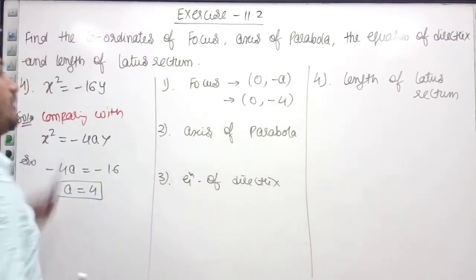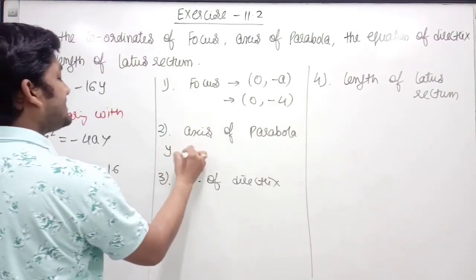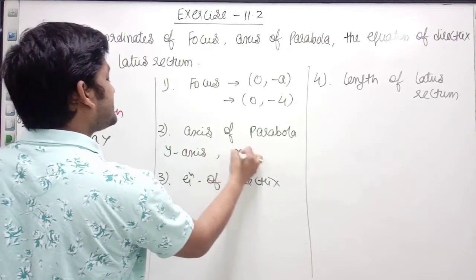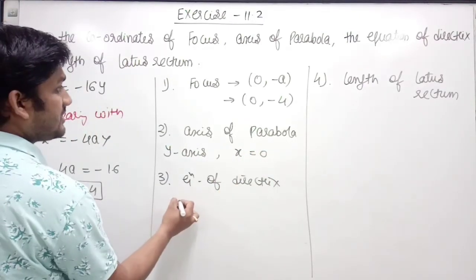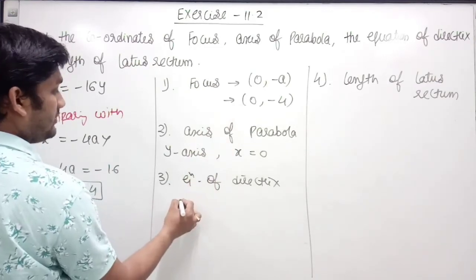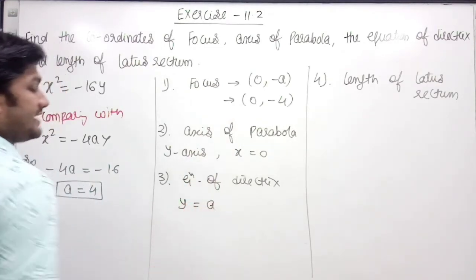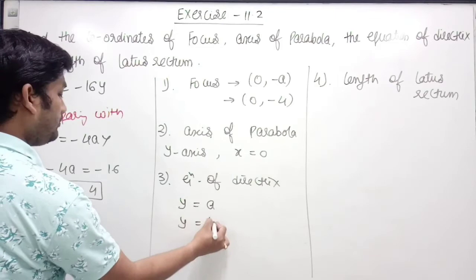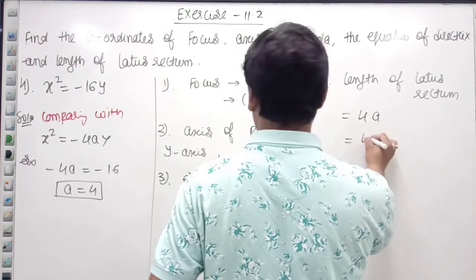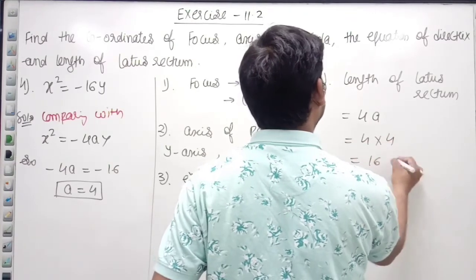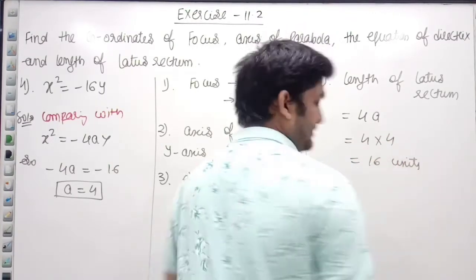Axis of parabola: power of y is 1, so y axis, we can say x equal to 0. Equation of directrix: focus is negative, so y equal to plus a, y equal to plus 4. And length of latus rectum is 4a, 4 into 4, that is 16 units.